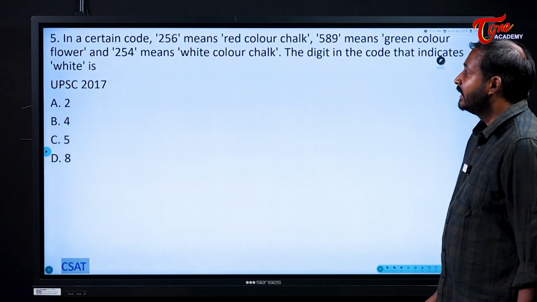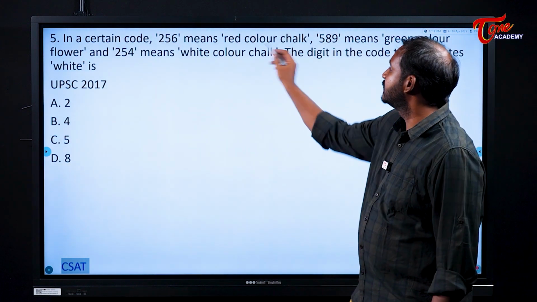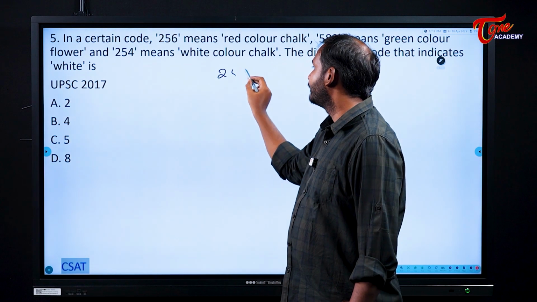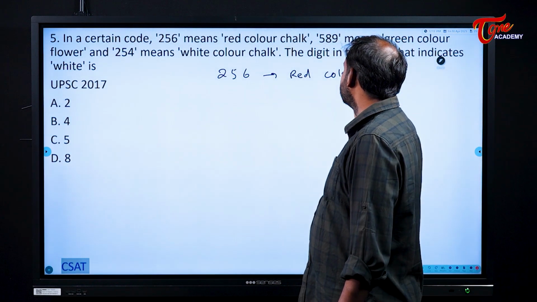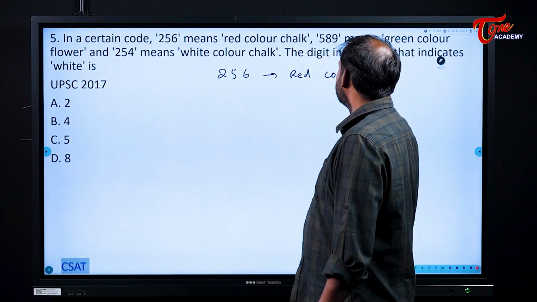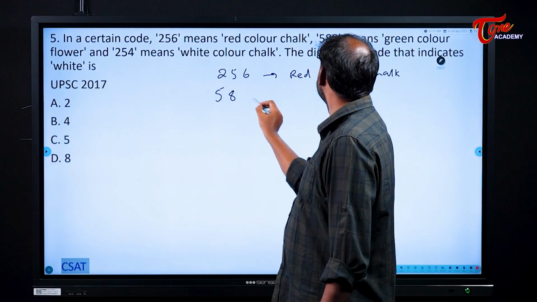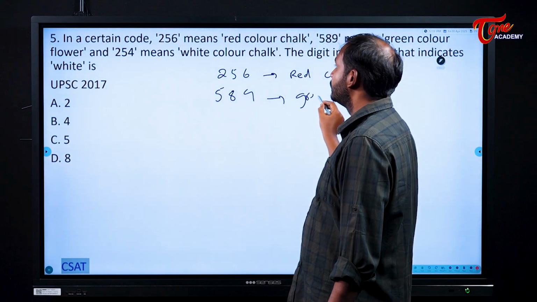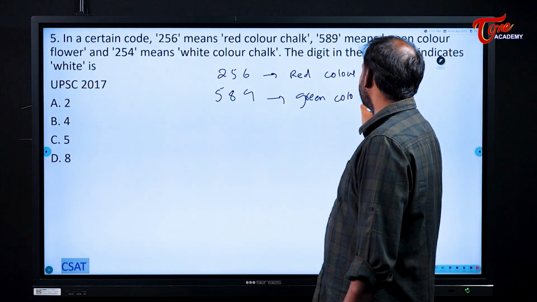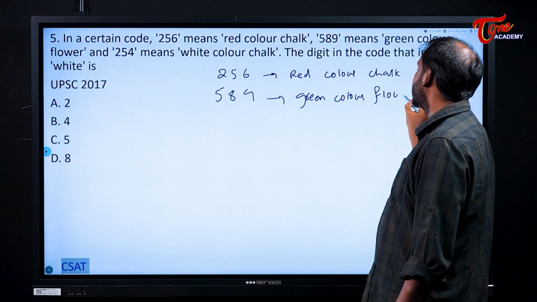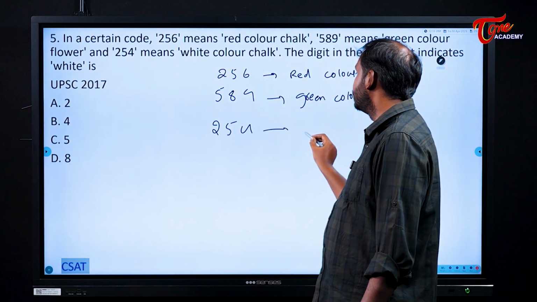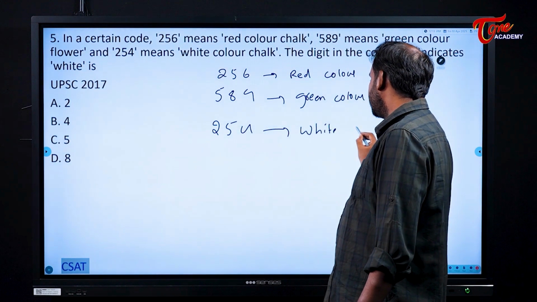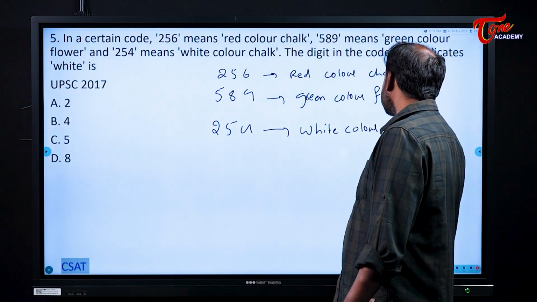Next one. In a certain code, 256 means red color chalk. Next, 589 means green color flower. For your understanding, I am writing once again. In examination, there is no need to write all this once again. White color chalk. Directly try to solve the answer.